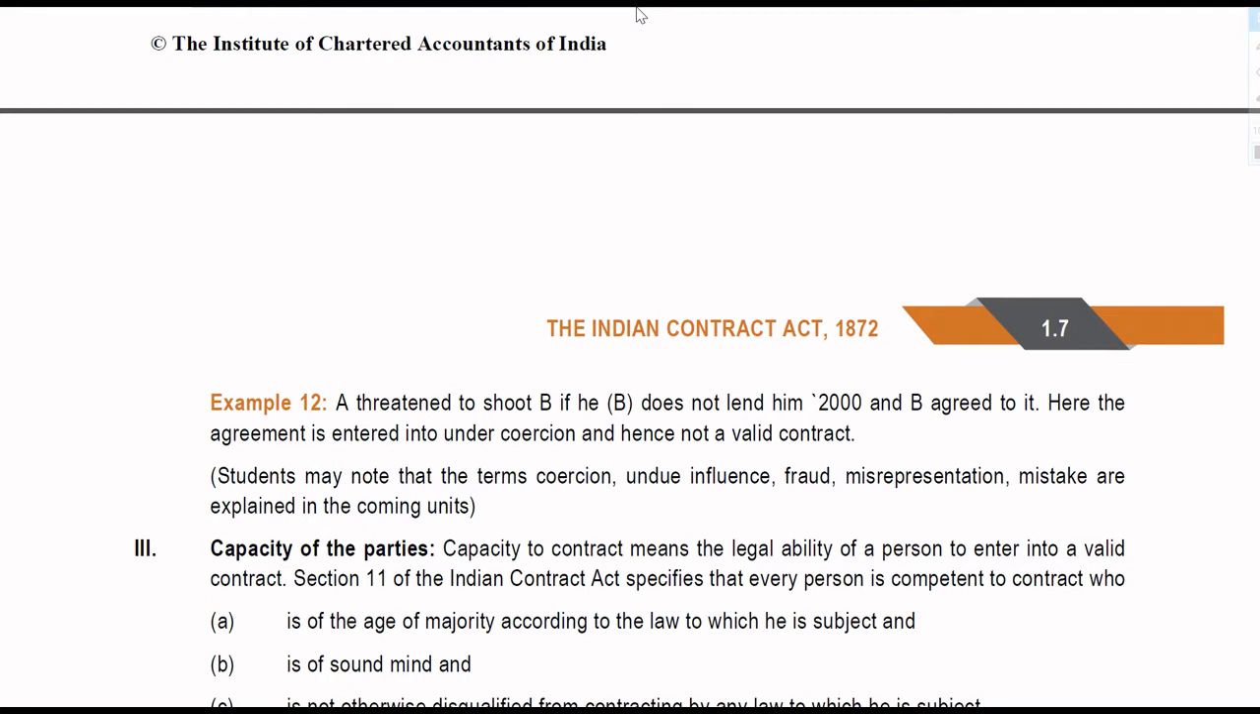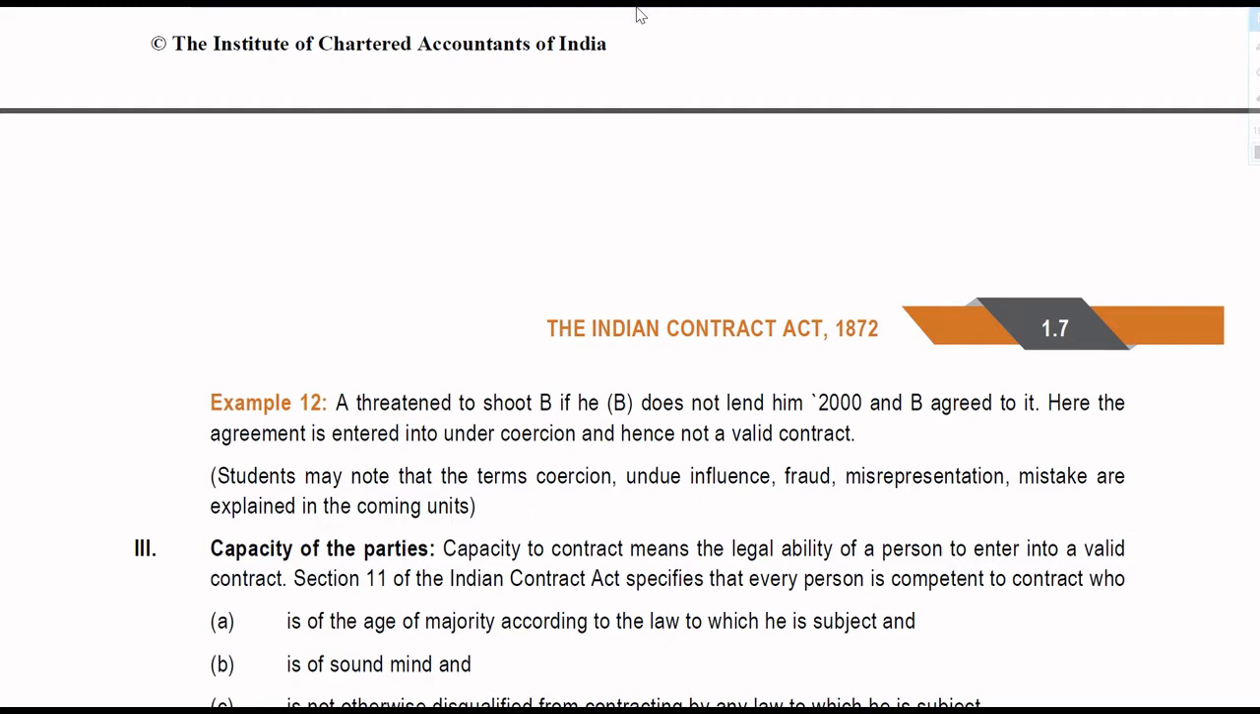Example number two. A threatened to shoot B if B does not lend him 2,000, and B agreed to it. Here the agreement is entered into under coercion, and hence it is not a valid contract. When somebody threatens someone to do some action, that is coercion.